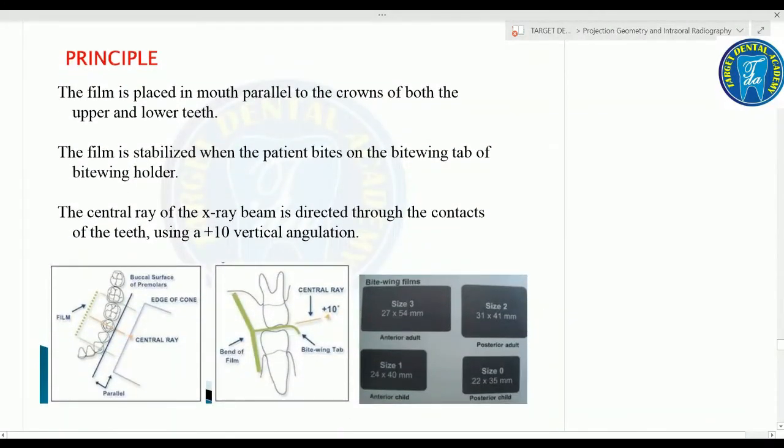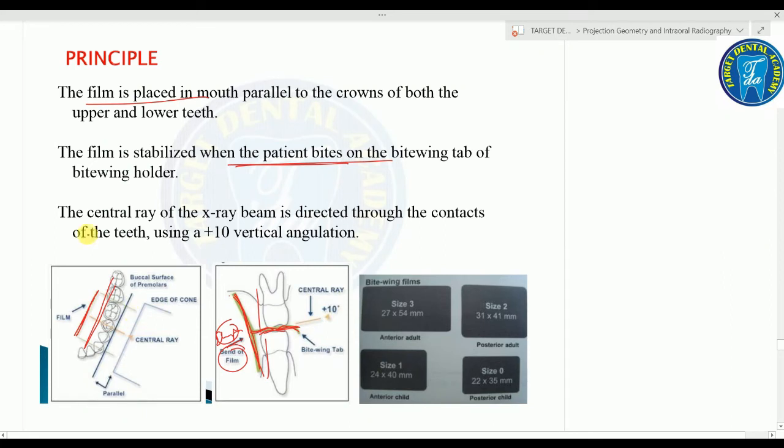In this, the principle is that the film is placed in the mouth parallel to the crowns of both the upper and the lower teeth. The film is stabilized when the patient bites on the bite wing tab of the bite wing holder. There is a slight bending of the film, not more.